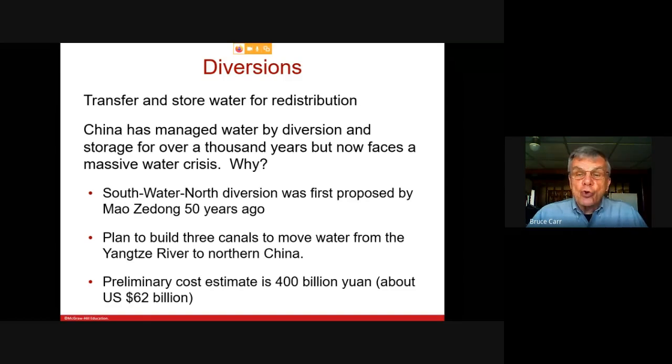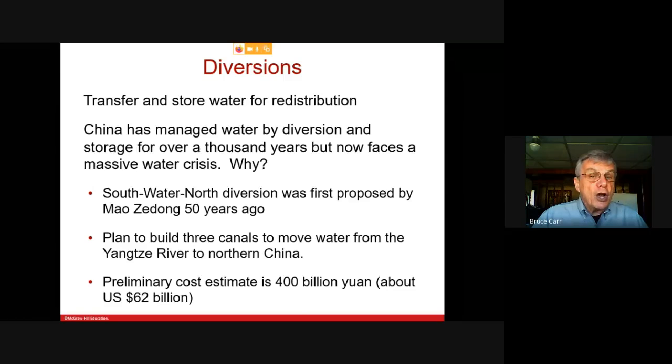But now there's a huge crisis. And why? The why is because of the massive increase in population. So they've proposed a water diversion project that will move water from one place to another. Typically, this is to serve population centers. They're going to build canals to move water from the Yangtze River to northern China to support population and to support agriculture. Preliminary cost is 400 billion yuan or 62 billion US dollars.